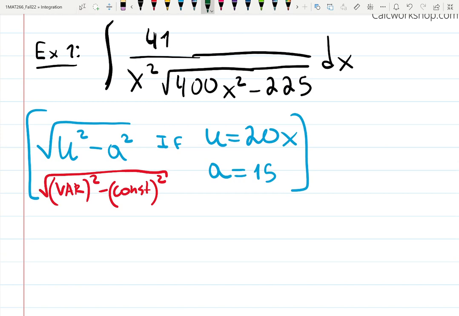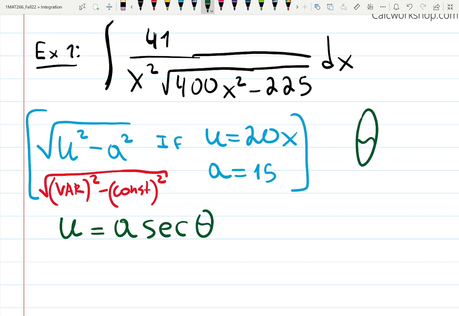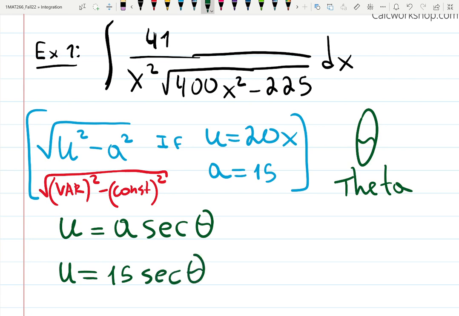So let's do that. We're going to have this u will be a secant theta. Theta is a circle with the wiggly line inside called theta, in case you don't remember. If we have this to be u, let's actually plug in the numbers. A is 15 secant theta. Theta is a new variable we just introduced. Like it was not hard enough, we just introduced one more variable, basically.